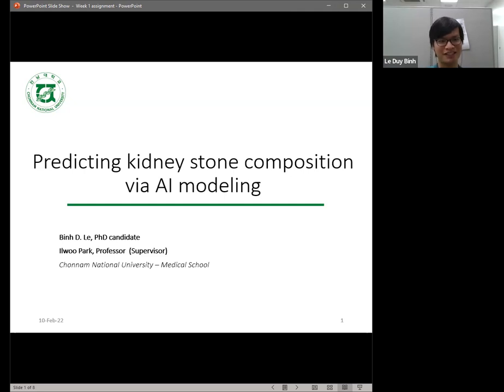I am Binh D. Lê, a PhD candidate working under the supervision of Professor Inu Park. And on behalf of our research team today, I'm really honored to be here to talk about our latest project using an AI model to predict the composition of kidney stones.